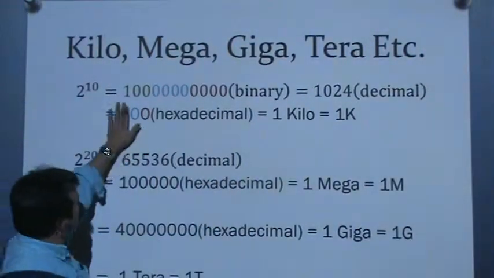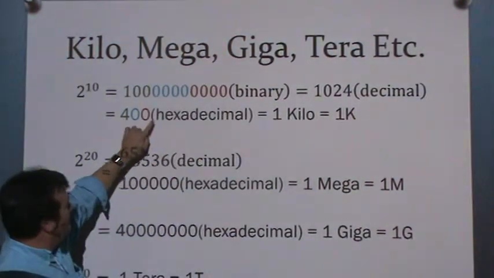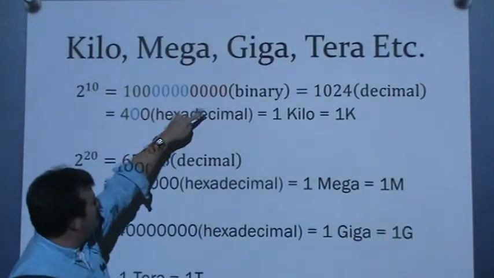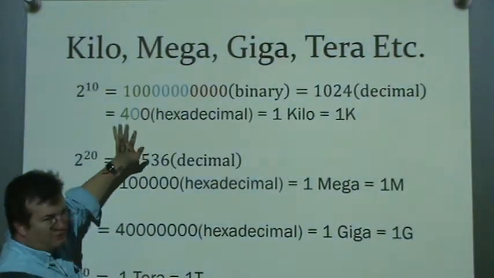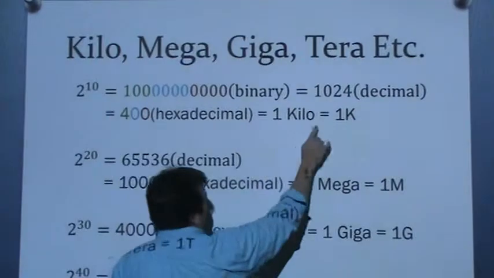So you see how this is a really big number taking up a lot of space, and this is only 3 symbols. 11 binary symbols can be represented with 3 symbols. And then those are always called kilo or K.